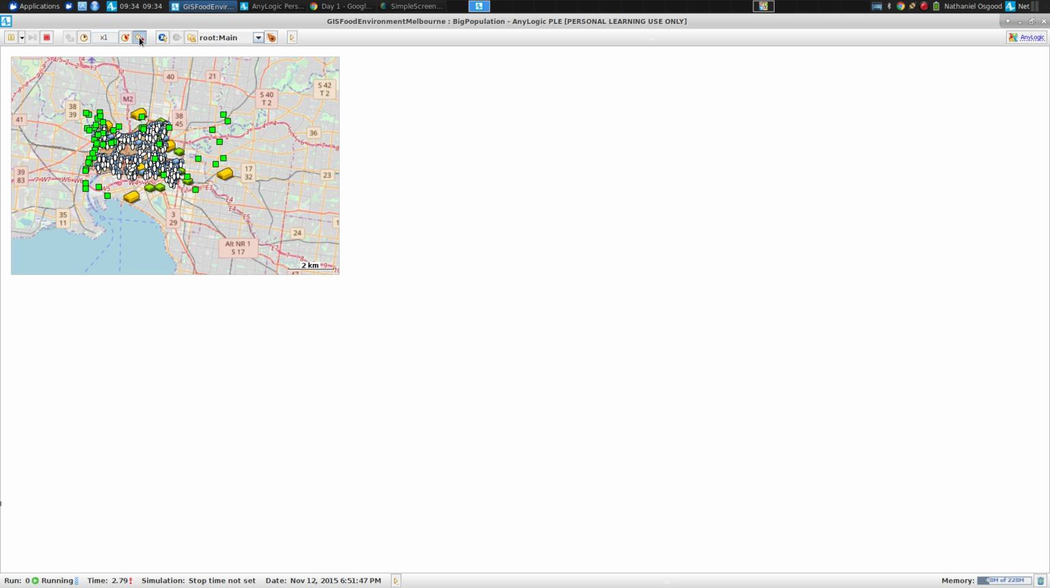Now, we're not running this at maximum speed. If you were to run it at maximum speed, it would speed it up a bit, but even so, because we're dealing with a large population, it needs to figure out the routes that people are taking. It's going to be going at a slower pace for the next little bit.